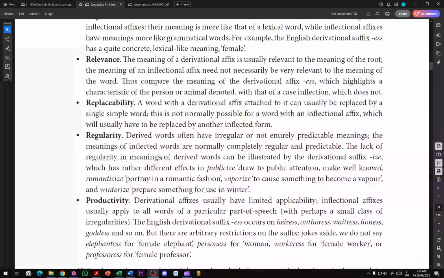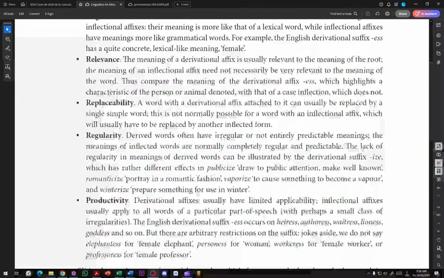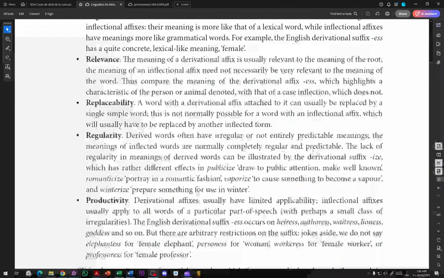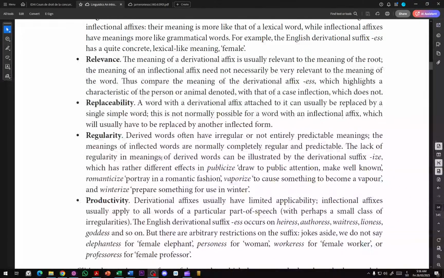Jokes aside, we do not say elephantess for female elephant, personess for woman, workeress for female worker, or professoress for female professor.